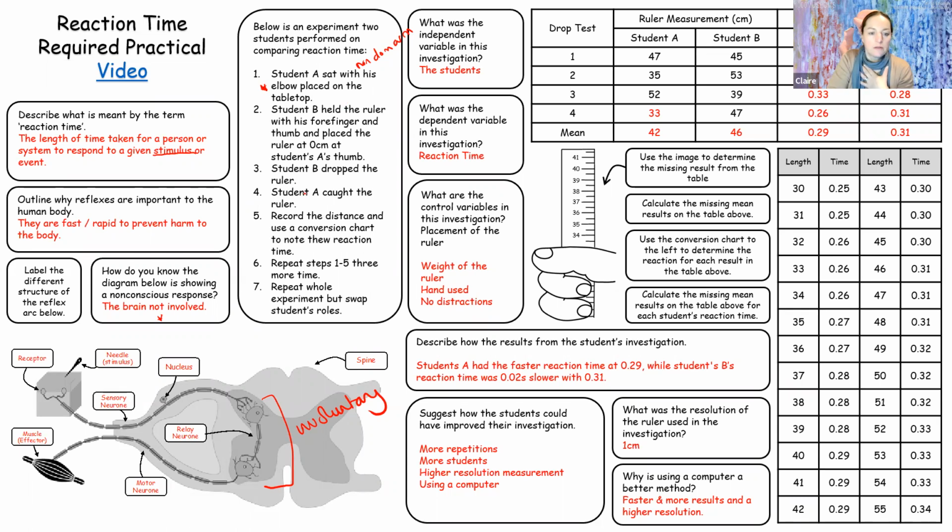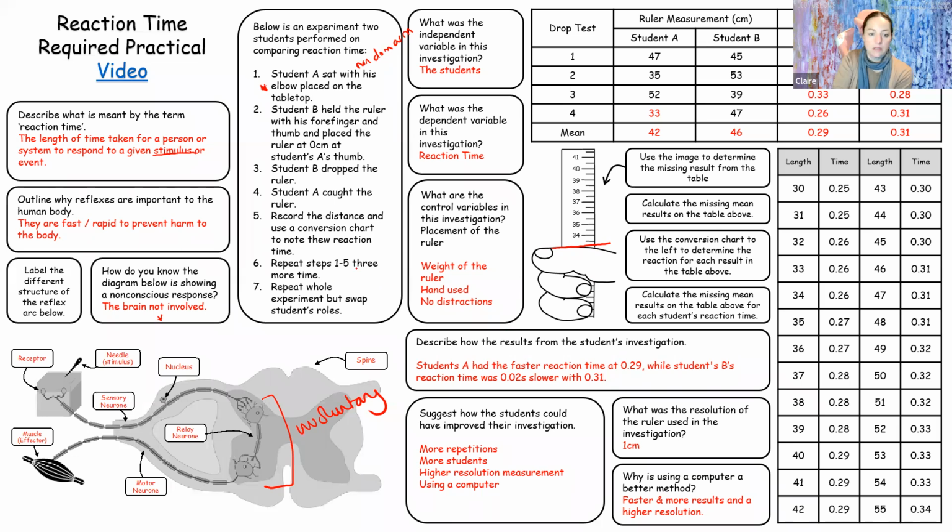So student B dropped the ruler, student A caught the ruler. So yeah, record the distance and use a conversion chart to note the reaction time. When you are recording the distance, always record it from the same point. So if we look at this diagram here, I would read that from the top of the thumb. So when you catch it, always read the ruler from the same place of the hand, where the hand's caught it.